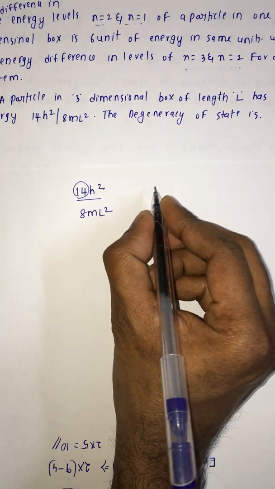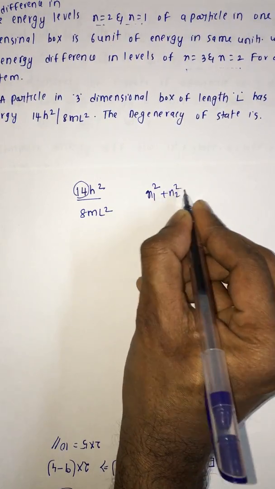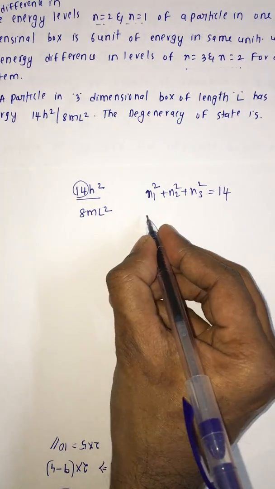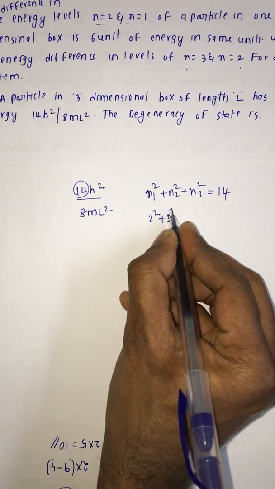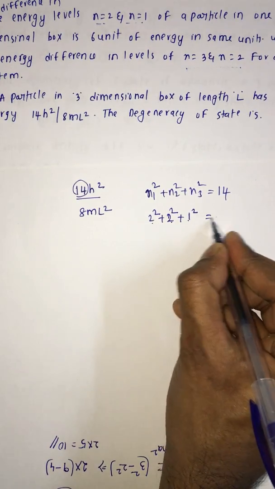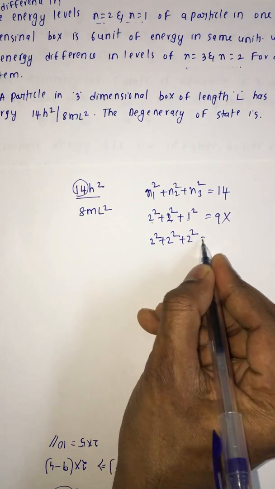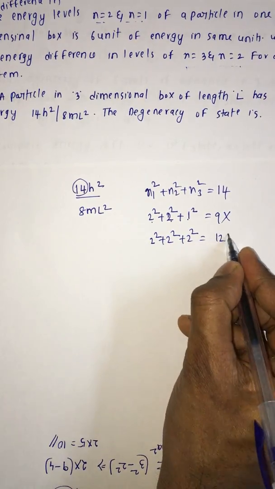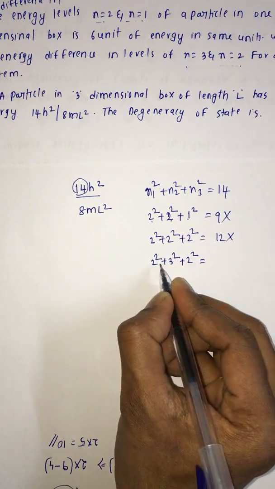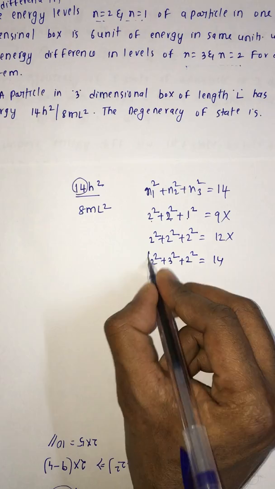So n1 square plus n2 square plus n3 square has to equal 14. Let's take 2 square plus 2 square plus 1 square, how much will it be? 4, 4, 1, this will be 9, so not this one. 2 square plus 2 square plus 2 square, this will be 4, 4, 4, which is 12, not this also. 2 square plus 3 square plus 2 square, this will be 4, 4, 8 plus 6, 14. So this is the correct answer.